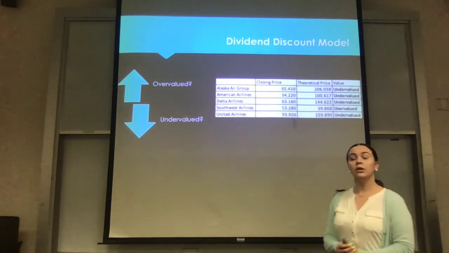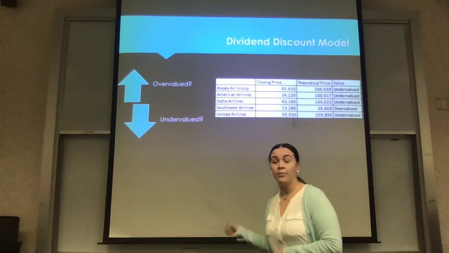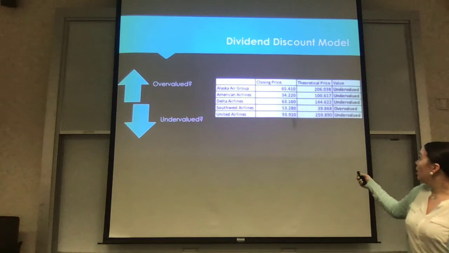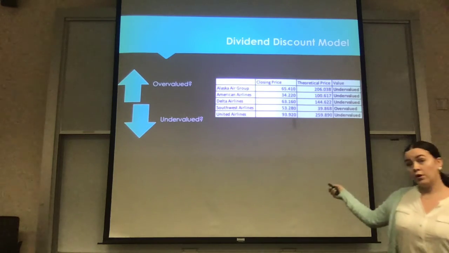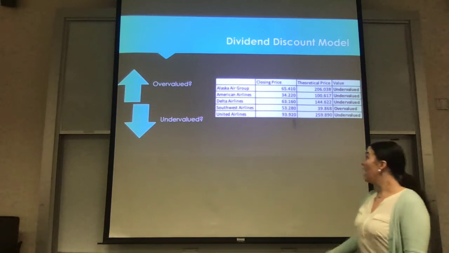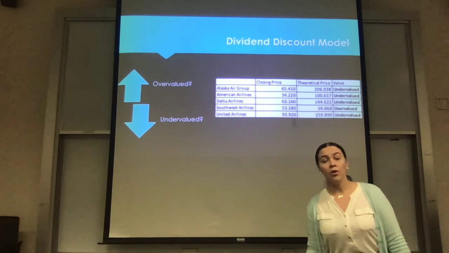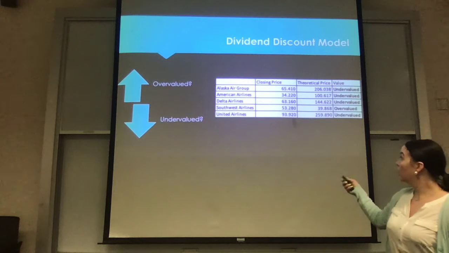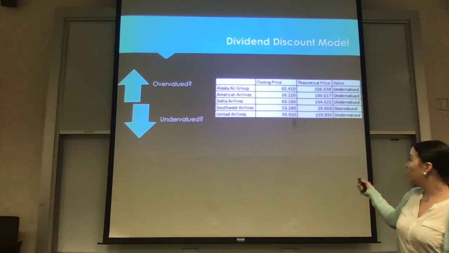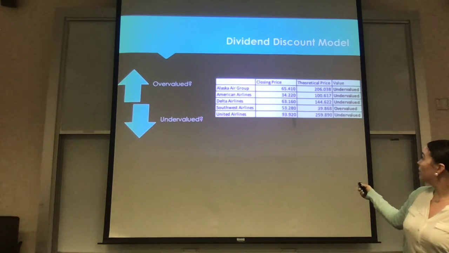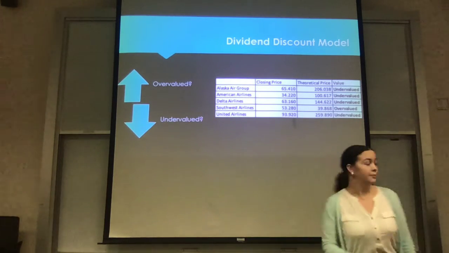All right, next we're going to look at the dividend discount model. This comes from Bloomberg. So we have our closing prices for each company, our theoretical prices according to Bloomberg's dividend discount model, and whether or not they are undervalued or overvalued. So according to the dividend discount model, all of our companies are undervalued except for Southwest. They are said to be overvalued, looks like by about $13.